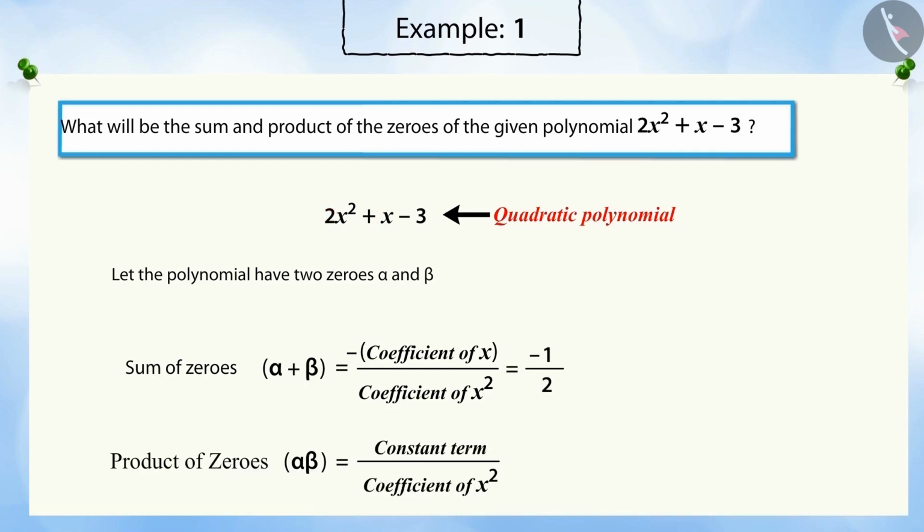Similarly, we know that the product of the zeros of a quadratic polynomial is the ratio of the constant term of the quadratic polynomial to the coefficient of x squared. Substituting the values of the constant term and the coefficient of x squared gives the product of the zeros as -3/2. So, in this way, we can find the sum and product of zeros of the given polynomial. Let us see another example.